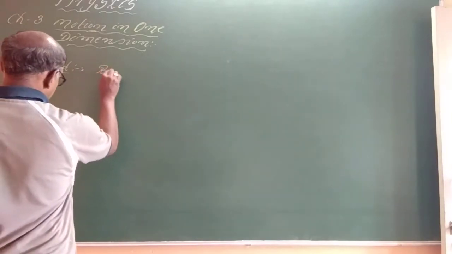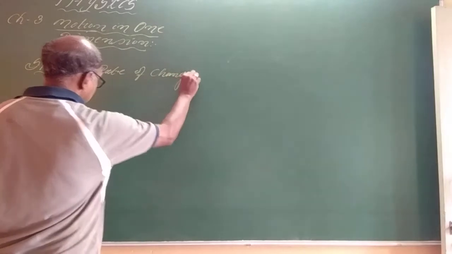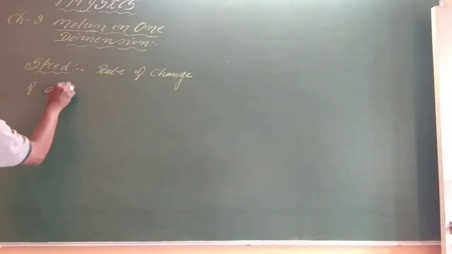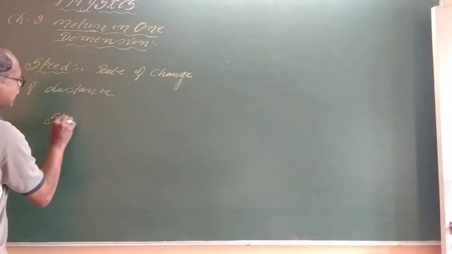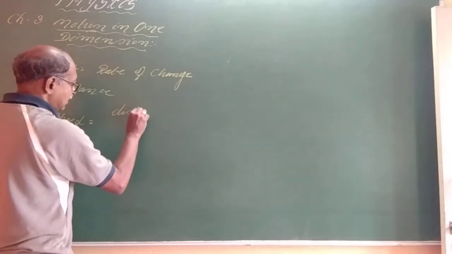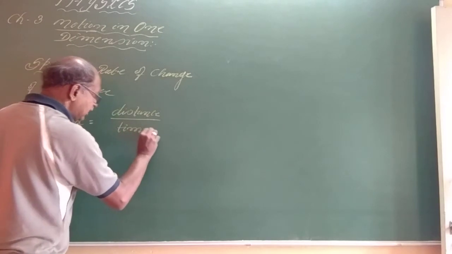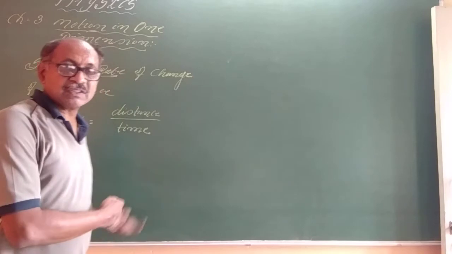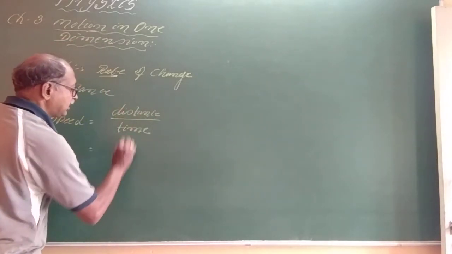Therefore, the speed of a body is equal to the distance travelled divided by the time, in a certain interval of time. Then what is the unit for this speed? The speed unit is meter per second, since distance has the unit meter.